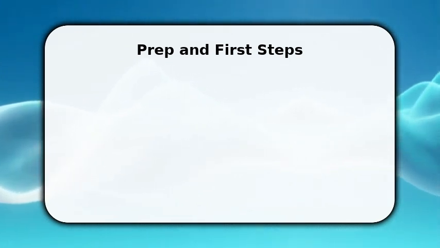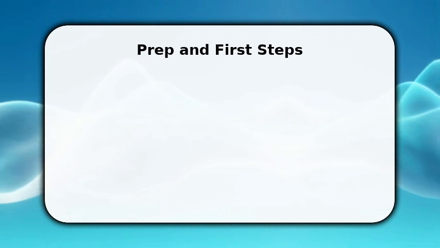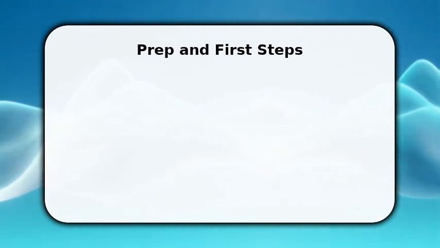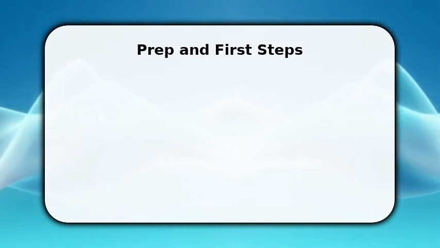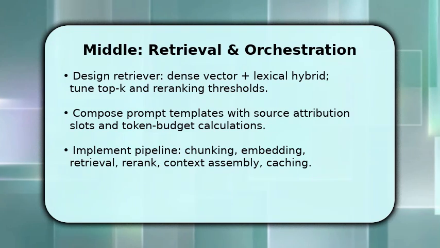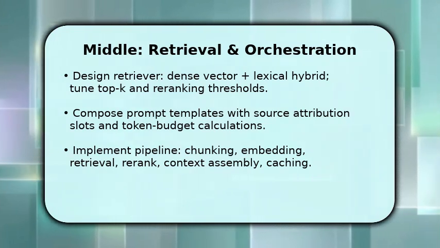Once done, ingest a small sample set, generate embeddings, and verify similarity queries return sensible results before moving to orchestration. You now build the core pipeline where retrieval meets generation.